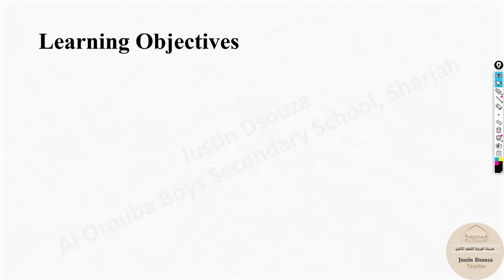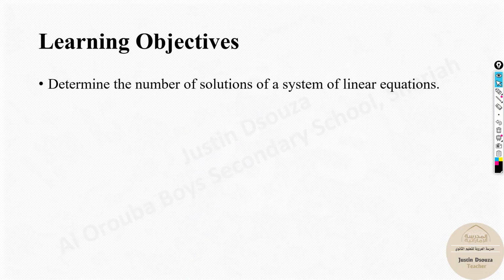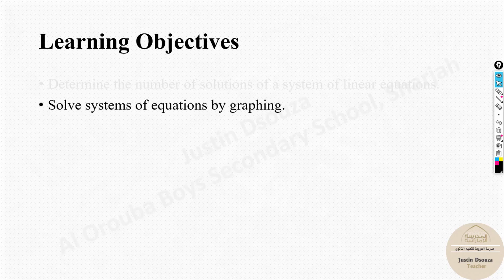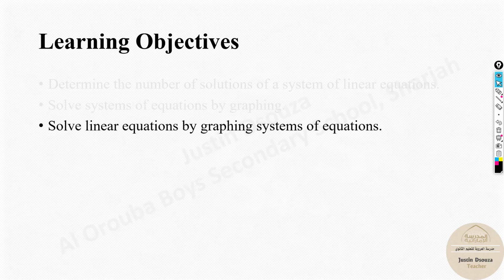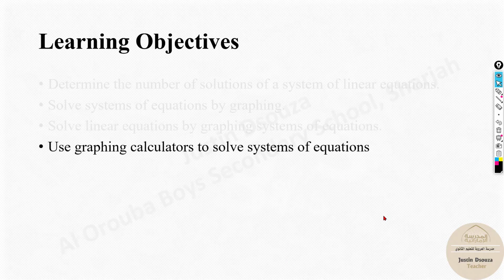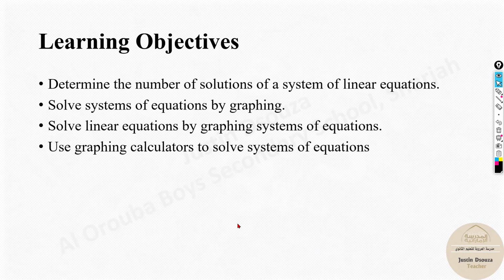This lesson has four objectives. They are to determine the number of solutions of a system of linear equations, solve systems of equations by graphing, then solve systems of linear equations by graphing. Basically, here you will have two graphs, and then use graphing calculators to solve systems of equations. Here, we can avoid graphing calculators and use scientific calculators itself to solve it.